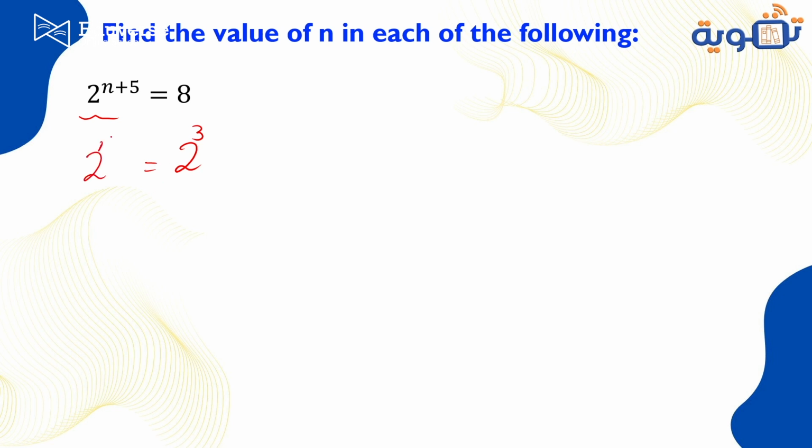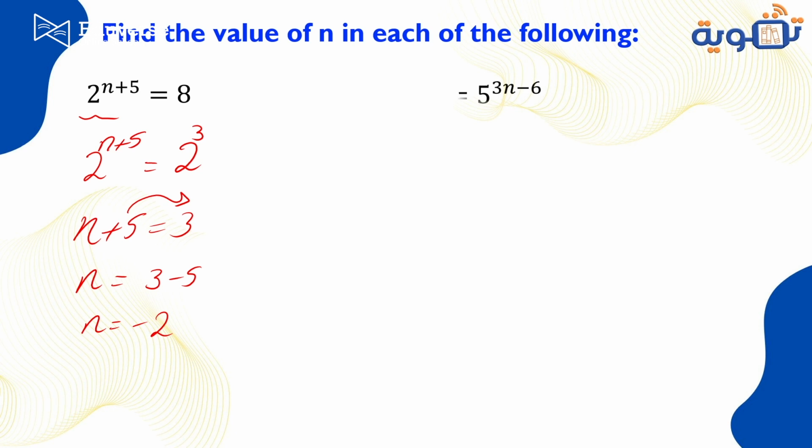Now I have 2 to the power n plus 5 equals 2 to the power 3. Since they have the same base, yep, they have the same power now. I can write it as n plus 5 equals 3. Now I will solve it as a normal equation. You already studied this before. Just transfer the 5 to the other side. n will be 3 minus 5, which equals negative 2. Excellent. That's the value of n now. Let's study another exercise here.